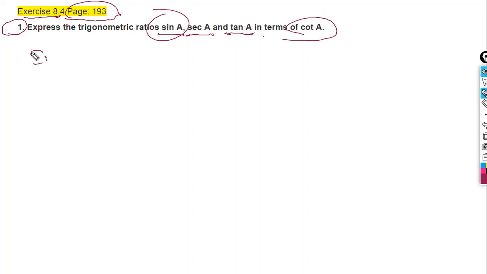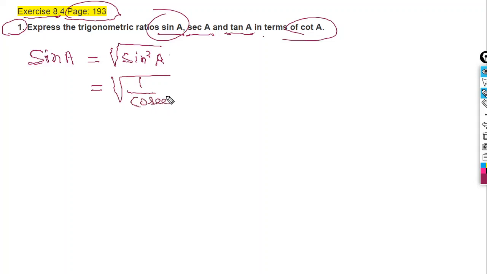Sin A equals, so we can write sin A as root over of sin square A. Now it will be equal to root over of, you know that sin A equals 1 by cosec A. So you can write 1 by cosec square A.